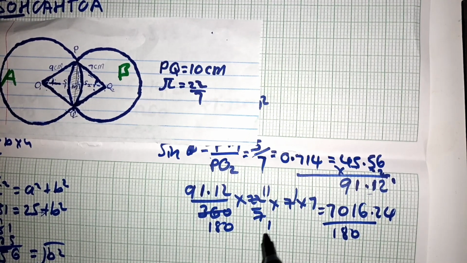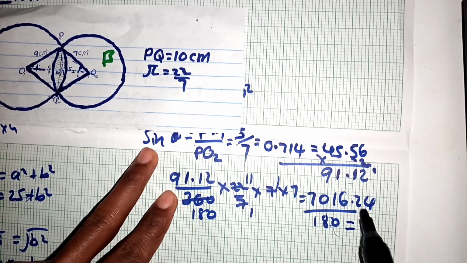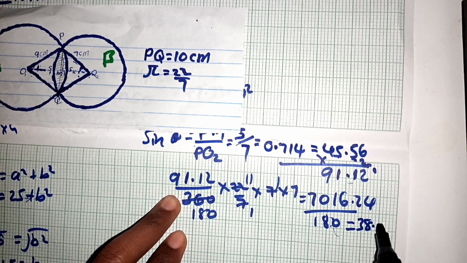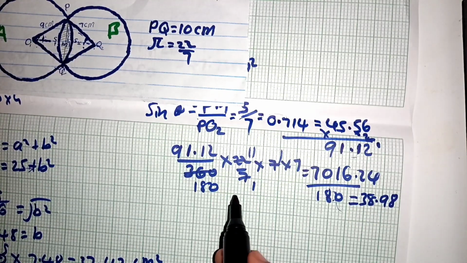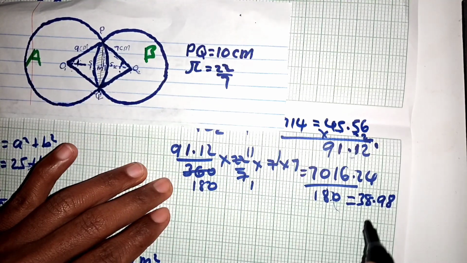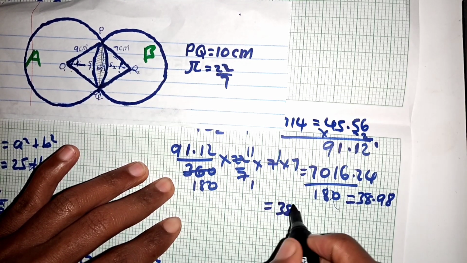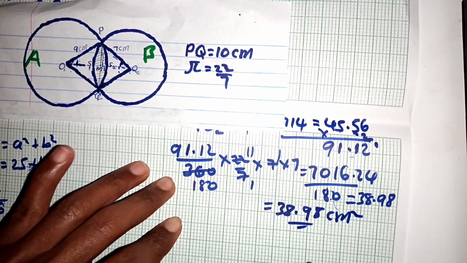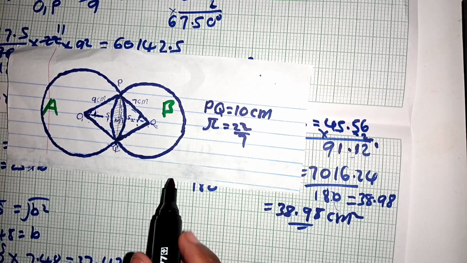So we get 38.9898, like that. So that is the area of the sector, this sector here. So let's write properly so that we don't forget, 38.98 centimeter squared. Now let us find the area of this triangle using the Pythagoras theorem.